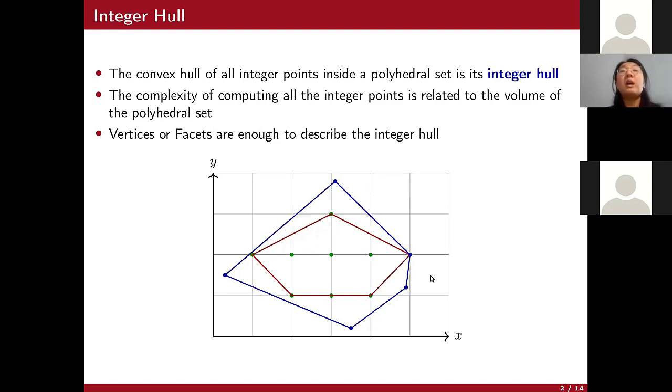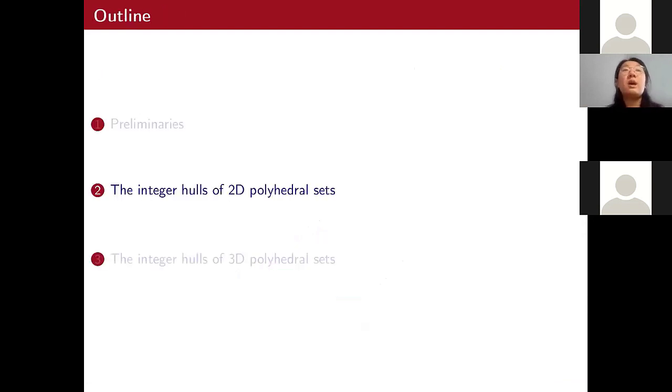Apparently the complexity would be less, because the complexity of computing all the integer points within a polyhedral set is related to the volume of the polyhedral set. If the volume is large and you want to compute all the integer points, the complexity would grow. So we want the complexity to be stable no matter what the volume is. We built this algorithm so that the complexity does not really depend on the volume.